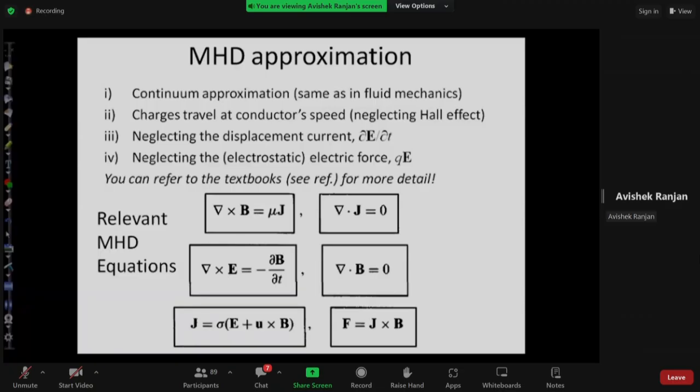Now, with these approximations, the equations become a bit simpler, in the sense that the term with the electric field derivative in time has vanished. You don't see any charge density terms. Those are some simplifications which have arisen. Once again, you see Ohm's law and the Lorentz force written as J cross B. So J cross B divided by rho is the Lorentz force per unit mass, but J cross B is the Lorentz force per unit volume.